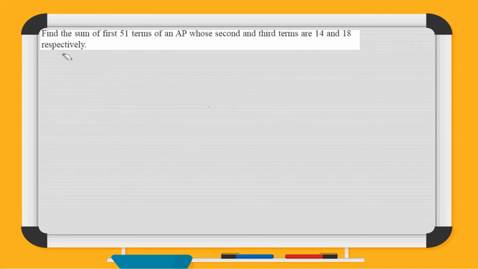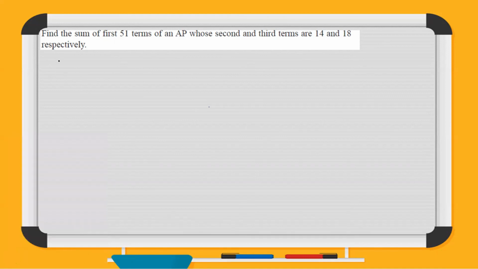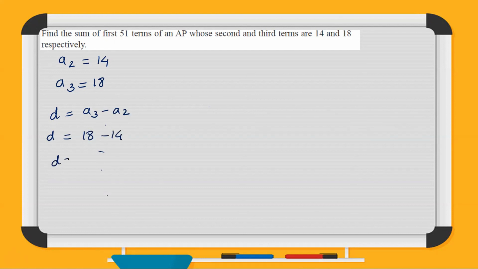Moving on. Now we have: find the sum of 51 terms whose second and third terms are given to us. So that means the second term, A2, is 14 and the third term, A3, is 18. We know d is the difference between two consecutive terms. So can I say that d is A3 minus A2? So d would be equal to 18 minus 14. d is equal to 4.